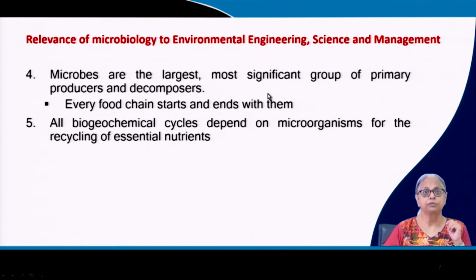So these autotrophic organisms are essential for the beginning of the food chain, and after the end of life for all organisms, which happens at the end, the decomposers are also microorganisms. So life begins and ends with these microorganisms.